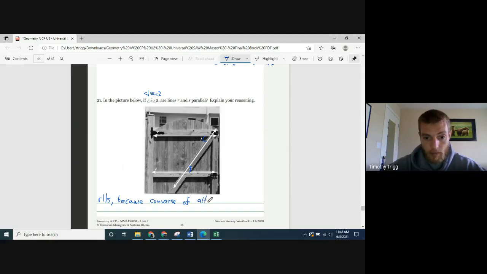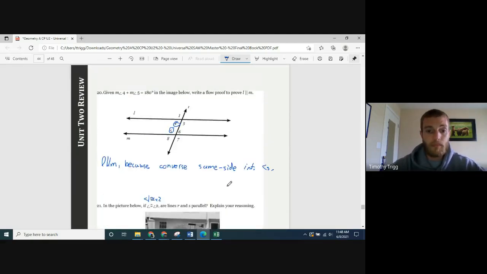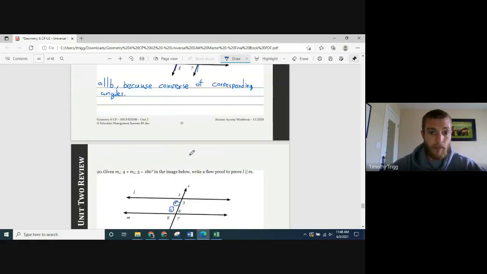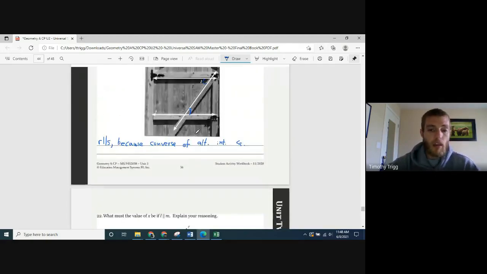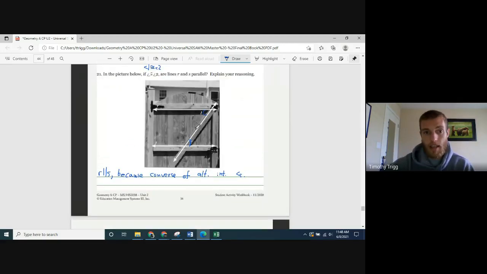Alternate interior angles. Okay. Here I should have put "of" here, so this should be converse of. Yeah. Okay. Converse of alternate interior angles in this case.